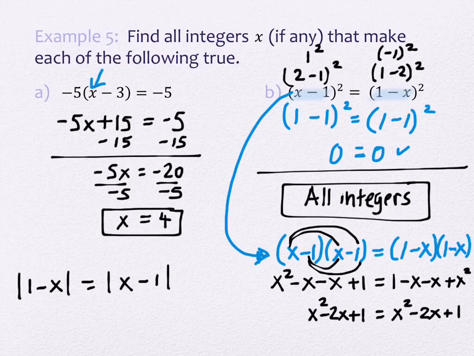Okay, so if the absolute values are in the problem like this, that's fine. This would be x is all real numbers. If the squares are in the problem on both sides, that's fine. The answer is all real numbers. Good questions. Any others? All right.